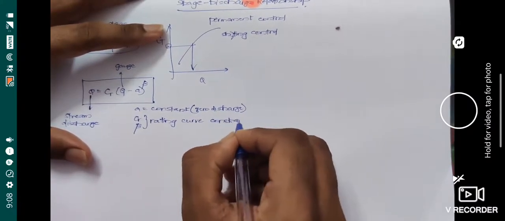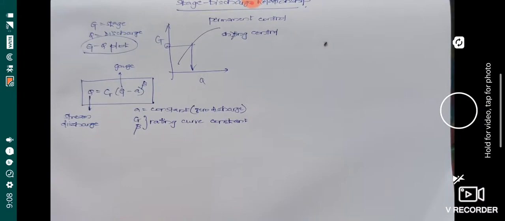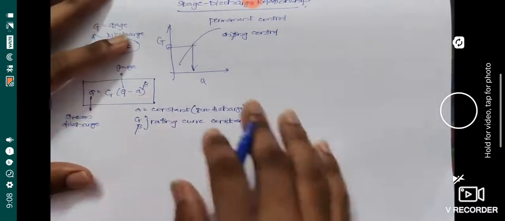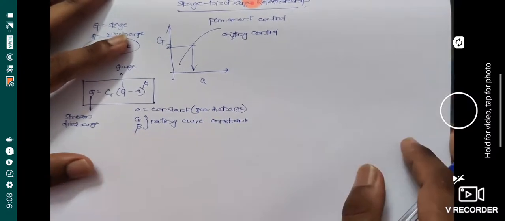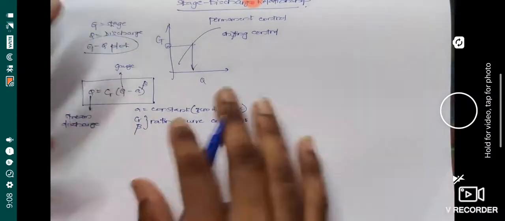So we'll be talking about these rating curve constants in the coming lectures. We'll be dealing with that in the coming minutes. So this is how you have to do it.